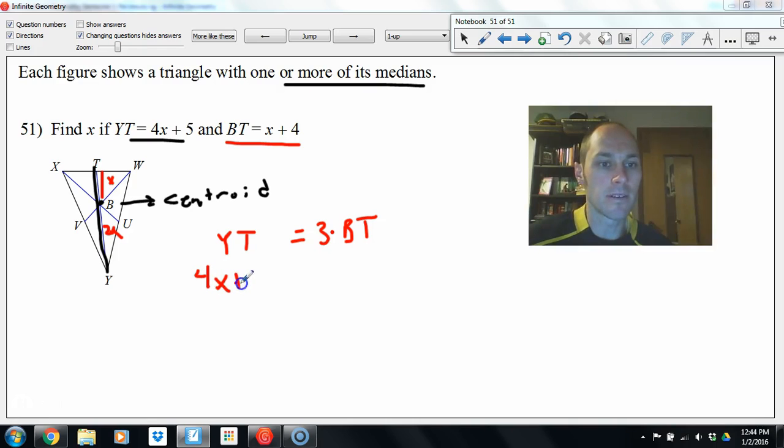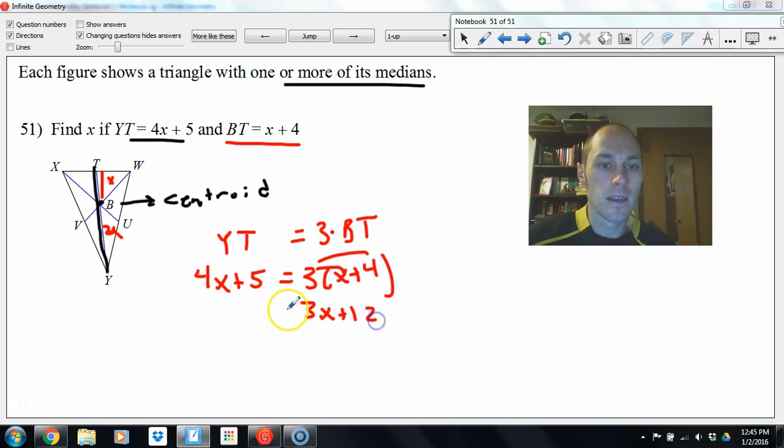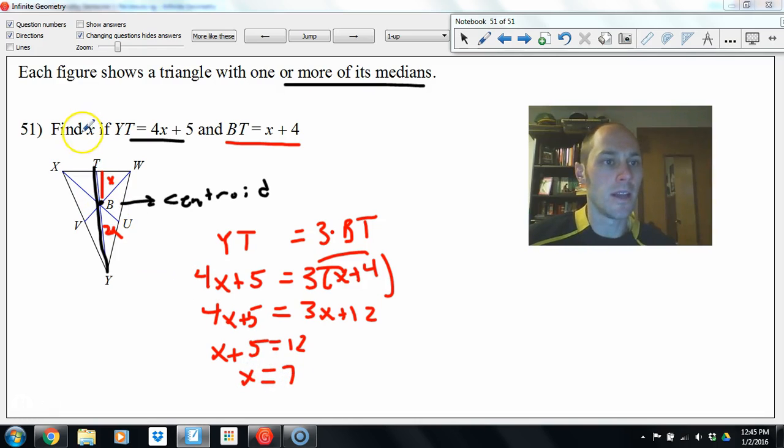4x plus 5 is equal to 3 times BT. BT is x plus 4. So now that I have that set up, I can distribute: 3x plus 12 equals 4x plus 5. The x terms alone, so subtract 3x from both sides to get x plus 5 equals 12. Subtract 5 from both sides, x equals 7. That's all I need to find, is the value of x.